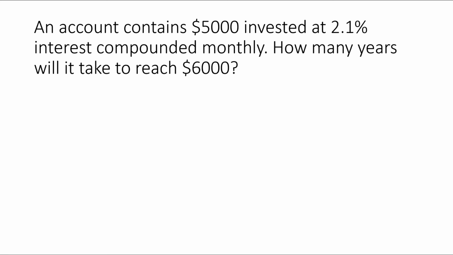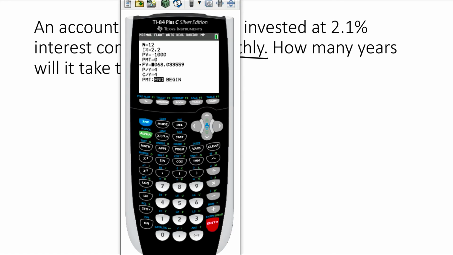All right, an account contains $5,000 invested at 2.1% interest compounded monthly. How many years will it take to reach $6,000? All right, so the last time we calculated how many years it will take to do something, we needed natural logs. But that was because that problem had interest compounded continuously. This one does not. This one has interest compounded monthly. So since interest is compounded monthly, we'll use the TVM solver.